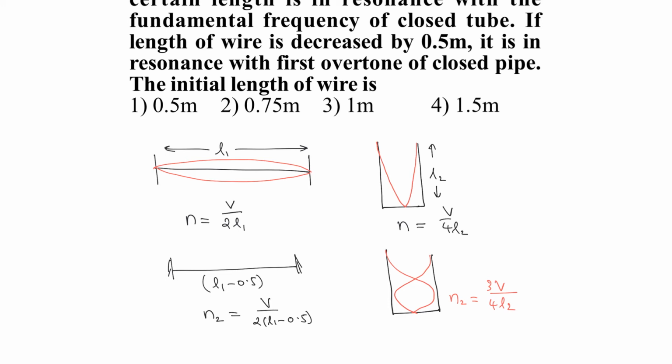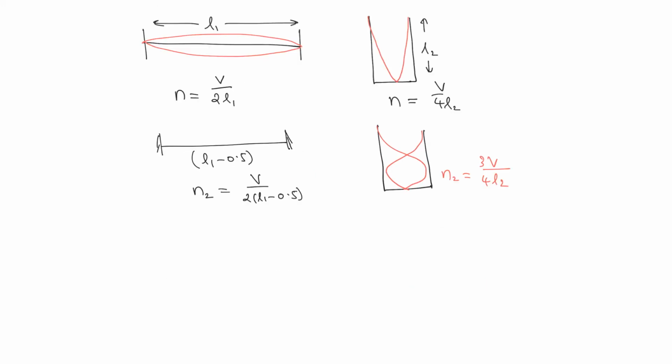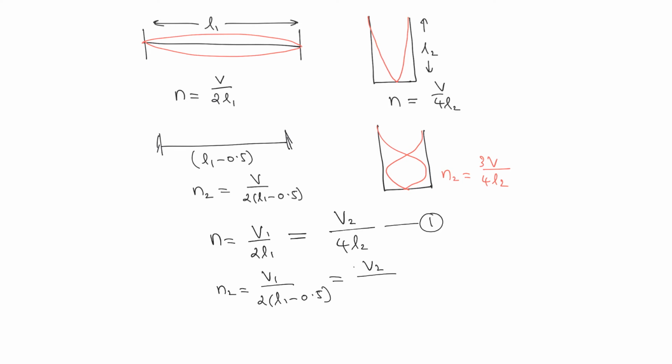Our aim is to find the value of the initial length. According to the first case, N is equal to V1 divided by 2L1, which is equal to V2, the velocity of sound, divided by 4L2. This is equation number 1. In the second case, the frequency N2 is V1 divided by 2 times (L1 minus 0.5), which is equal to 3V2 divided by 4L2. This is equation number 2.